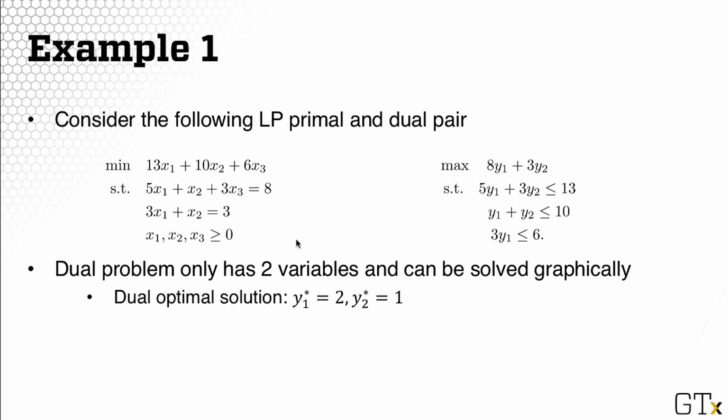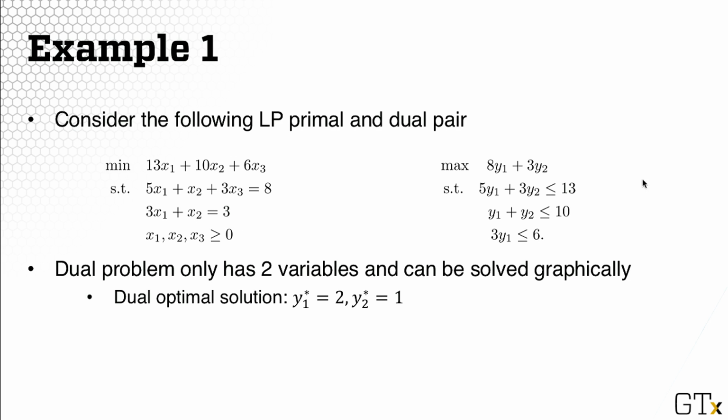So if you observe this problem, if we call this the dual problem, this dual problem actually only has two variables. So we can just plot this on a piece of paper and solve it graphically. And if you do that, you can get the optimal solution to the dual problem to be y1* equals 2 and y2* equals 1.